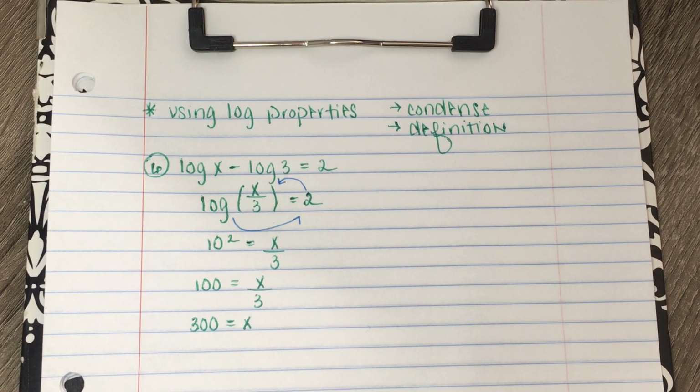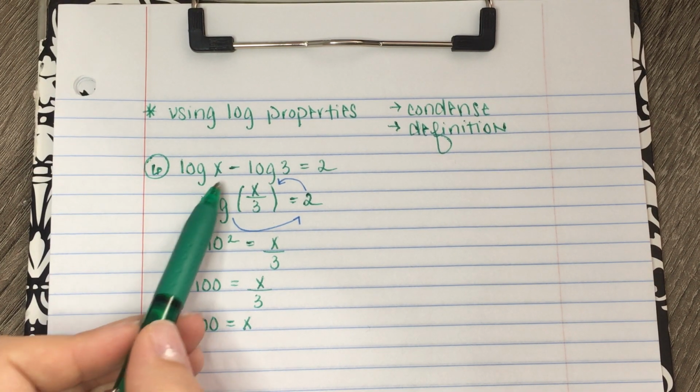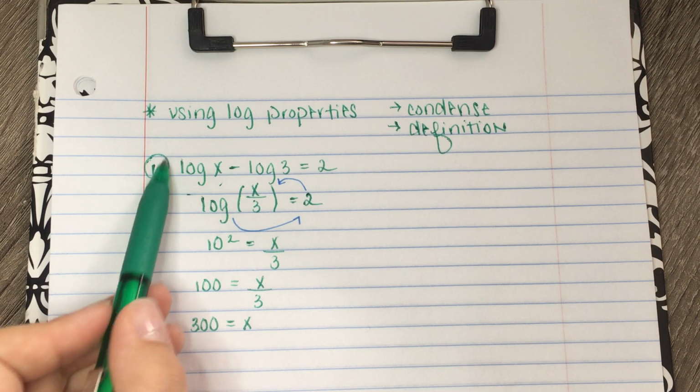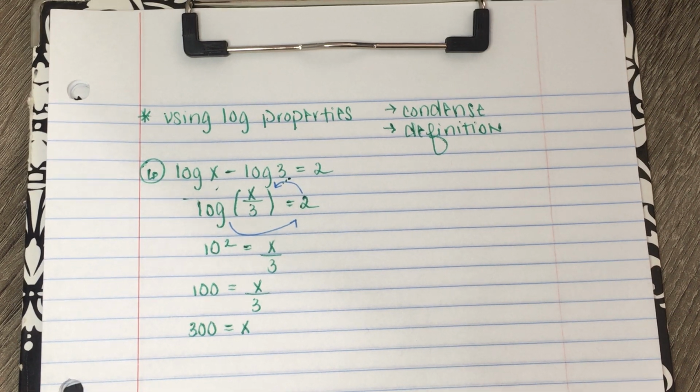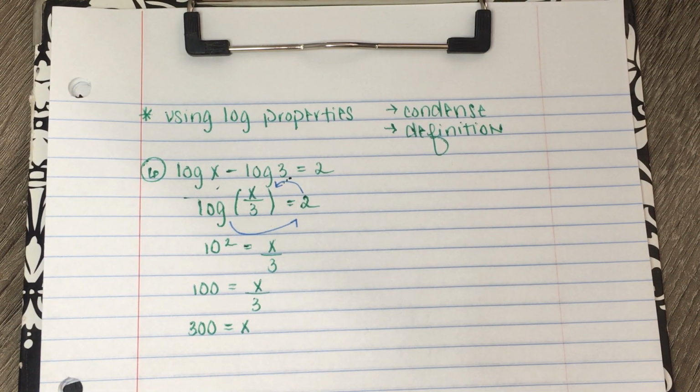And then now I'm going to do a mental check. I'm going to put this 300 in here. I get a positive domain for my log. I don't have to put it in here. This is a positive domain. So yes, this is an answer. Okay, so we're going to highlight that.